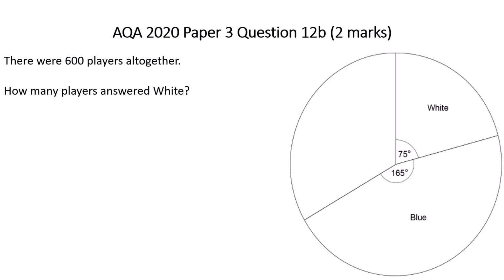So we've got this pie chart here with an angle of 75 degrees for white and an angle of 165 degrees for blue. This was from a two-part question about the colour of different football shirts for different teams. The question here is how many players actually answered white? We know there's 600 players altogether, so that's the whole pie chart. So pause your video and have a go.